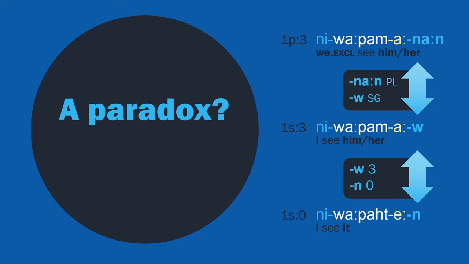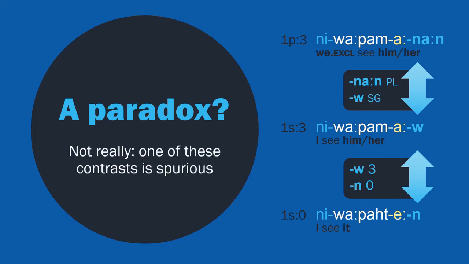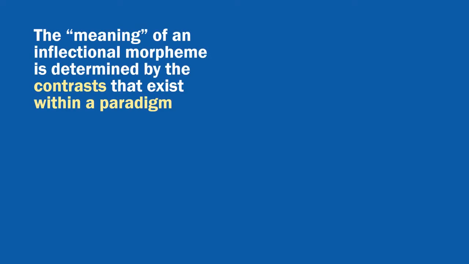But I want to argue that there isn't actually a paradox here, because one of these two comparisons is not actually legitimate and doesn't actually tell us anything about the meaning of w. Let's remind ourselves first about how exactly we identify the meaning of an inflectional morpheme. Inflectional forms are organized into paradigms, and the meaning of any particular morpheme depends on the contrasts that that morpheme enters into within its paradigm.